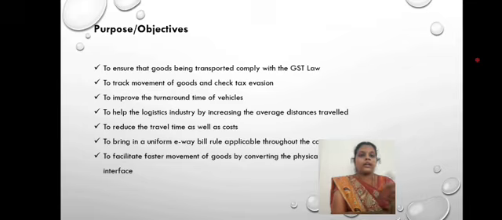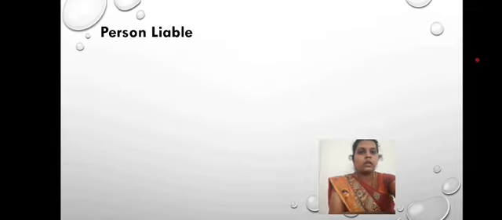Next, the travel time and the cost, uniformity of the bill, and how fast the goods are moving. The distance of the travel should be analyzed and the particular tax collected for the government. It is very important that each and every citizen pays the tax amount, so it is most important. For this purpose only the E-way bill should be created.